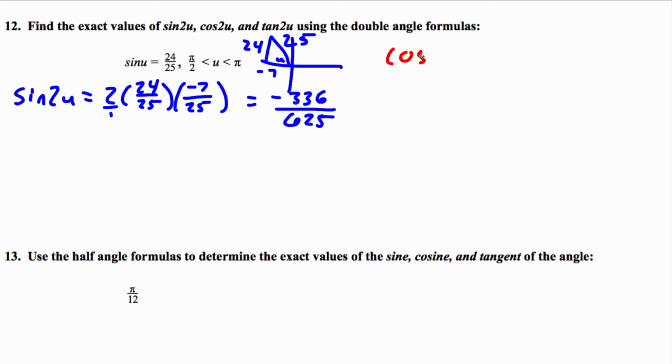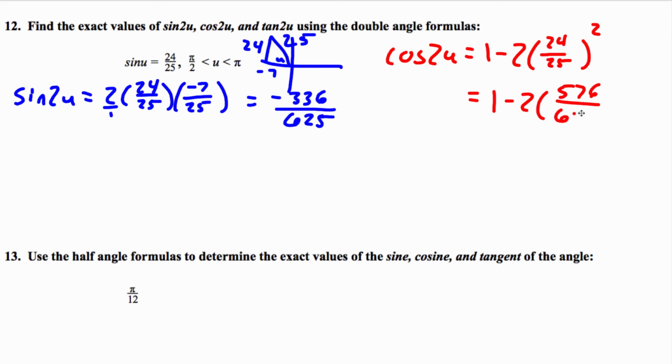Next, if we look at the cosine of 2u, there's a bunch of different formulas that we can use. I'm going to use the one that says 1 minus 2 sine squared. So it goes 1 minus 2 times, we need our sine value, which is 24 over 25, and we have to square that. Now if we square this fraction, we're going to get 576 over 625. And then multiplying by the 2, remember the 2 is like over 1, so 2 times 576 gives us 1,152 all over 625, and this is still 1 minus.